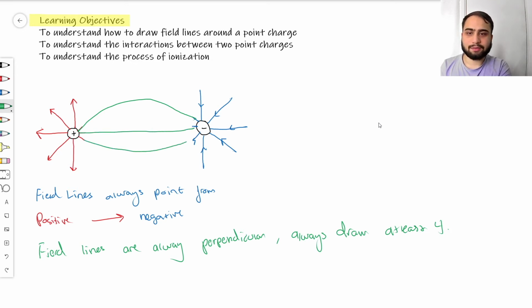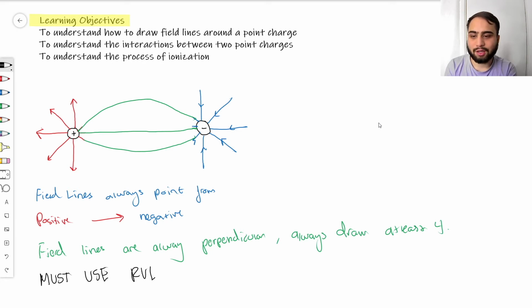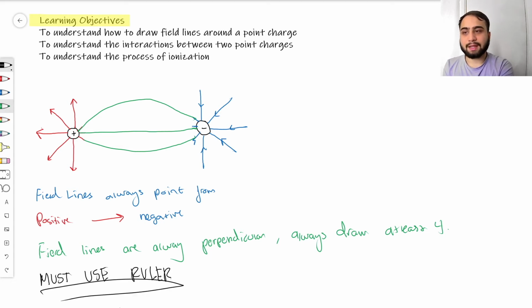Close enough. Oh, also, whenever you're drawing these in your exam, use a ruler. I've done it freehand here, but you must use a ruler. That's a very key point, because if they're slightly wonky like I've done them, you won't get the marks. Okay, you must use a ruler to draw field lines. Then between the positive and the negative, I just told you that field lines always go from positive to negative. So the arrow is pointing this way, and this way. Okay, so that's opposite charges.